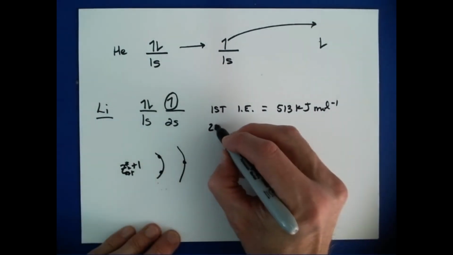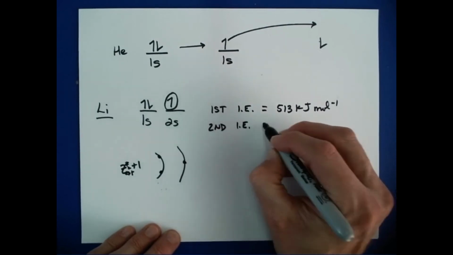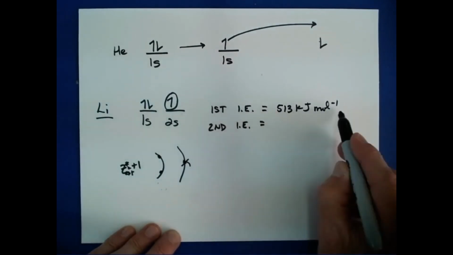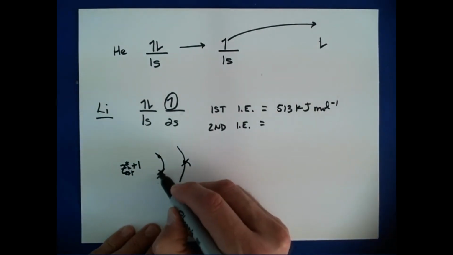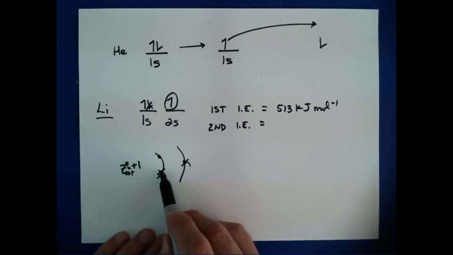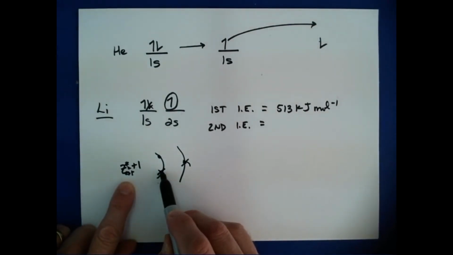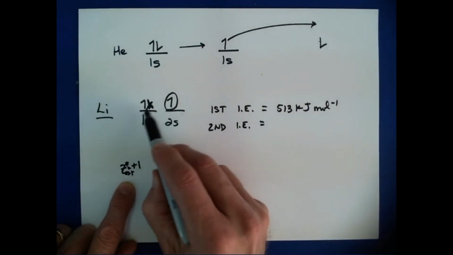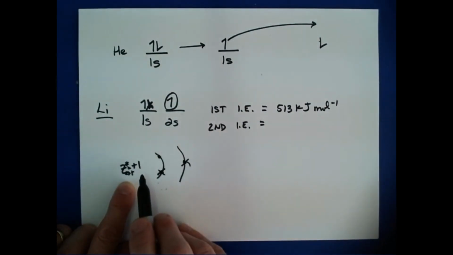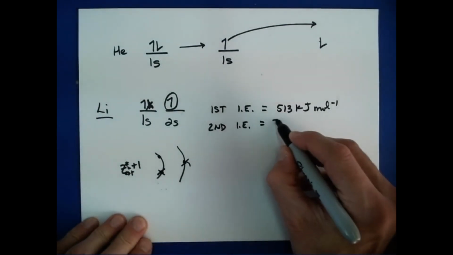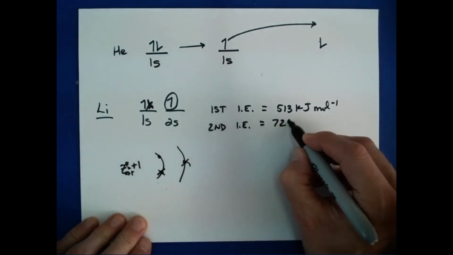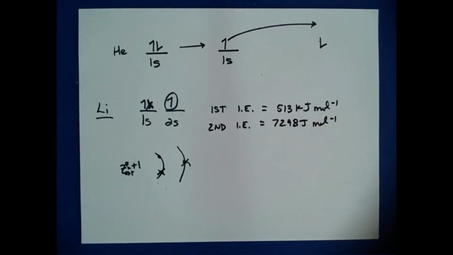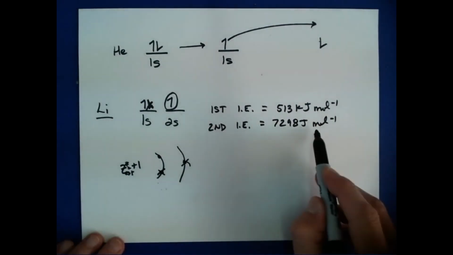The second ionization energy, however, which would be the removal of not this electron, which we've already removed for the first ionization energy, but the removal of one of these two. In this case, the electron's much closer to the nucleus, and we would be disrupting that stable first shell being completely full. And look at the jump in ionization energy you get, 7298 kilojoules per mole. A huge increase in ionization energy. Massive increase, over 10 times.